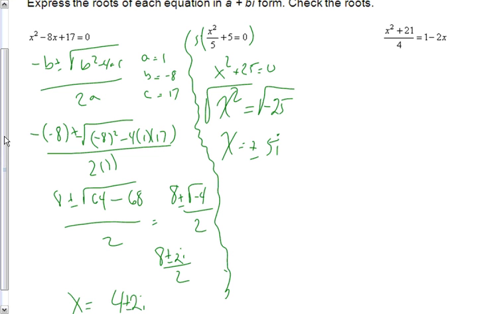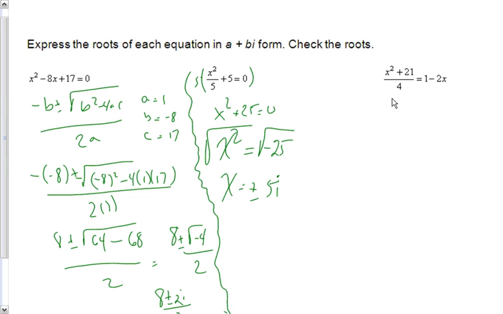Alright, let's look at this one right here. Again, no fractions. Do not deal with them. Multiply everything by 4. Those cancel out. I get x squared plus 21 equals 4 minus 8x. Alright, got to get everything over to one side. I'm going to move it to the left. Everything in the closet to the left. So x squared, add 8x to that side, plus 8x, subtract 4, and you get 17.